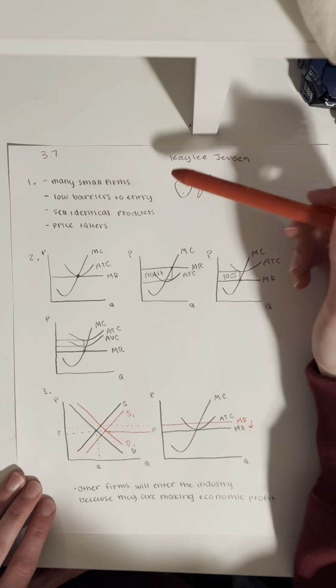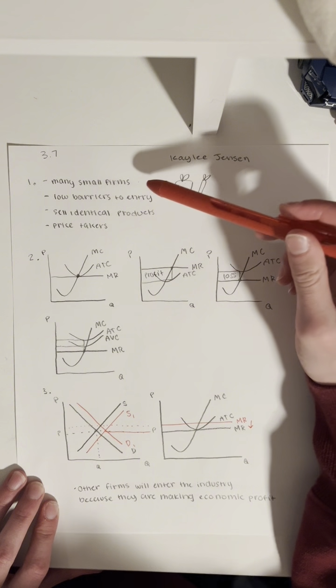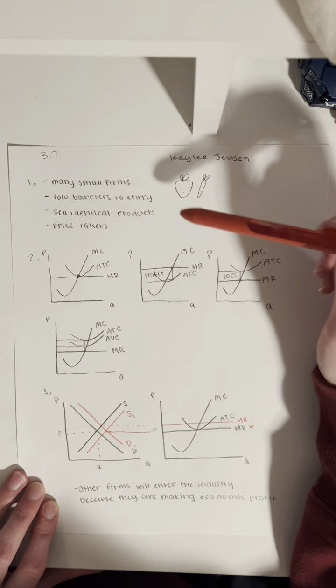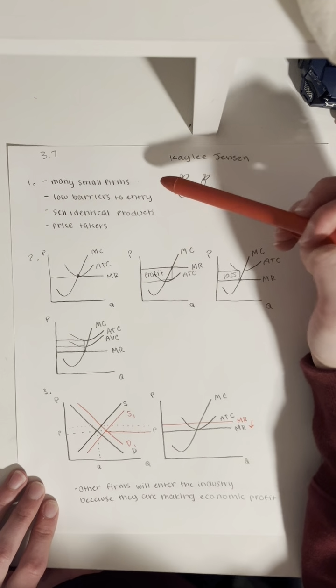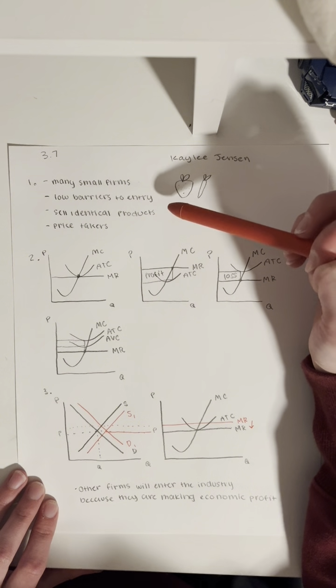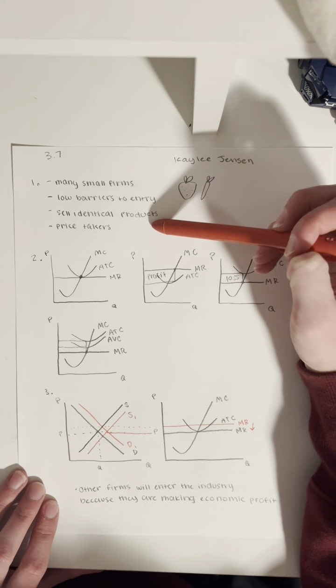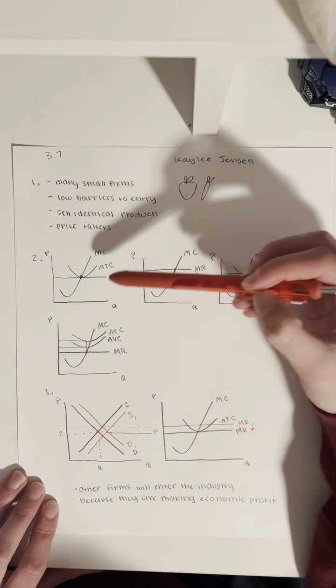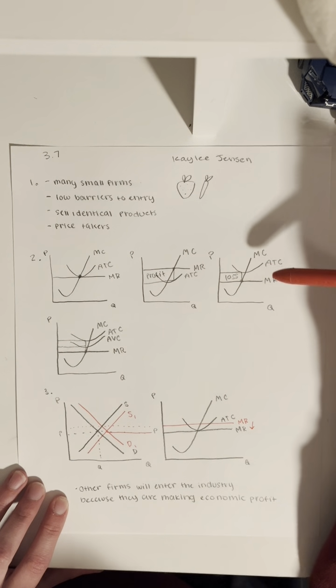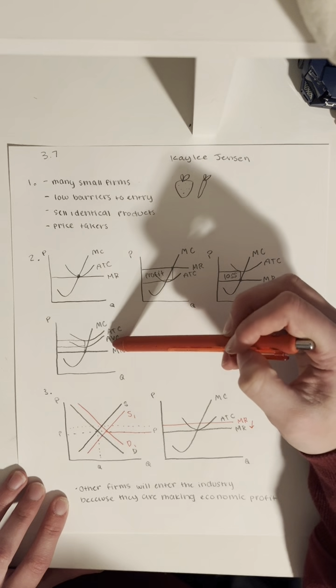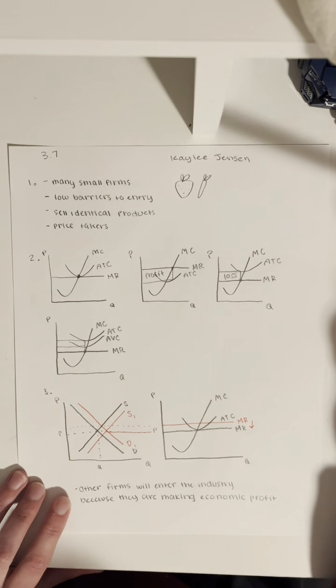So altogether, the characteristics of perfect competition are many small firms, low barriers to entry. They would sell identical products and they are price takers. We have zero economic profit. We have economic profit and economic loss. And this is if they should shut down, if they are losing money.